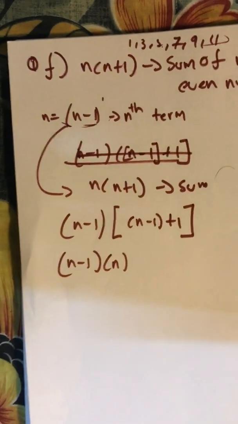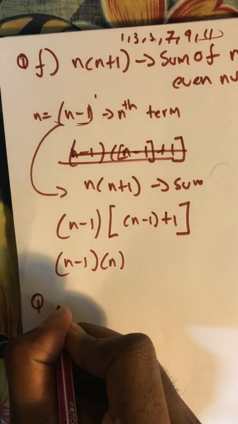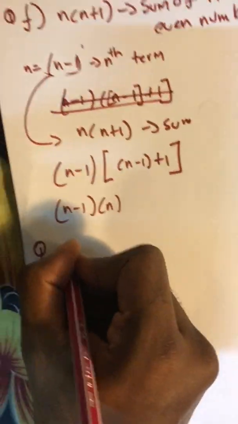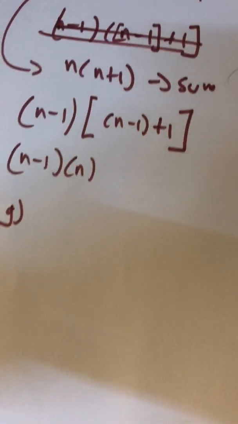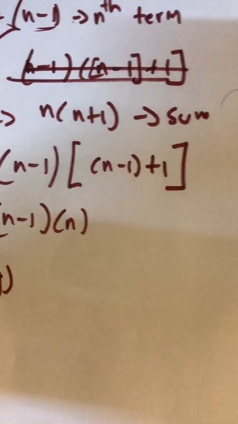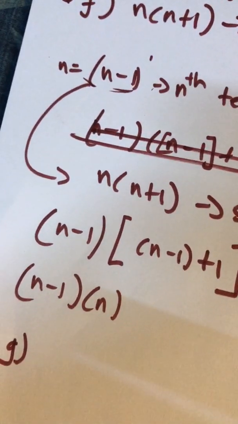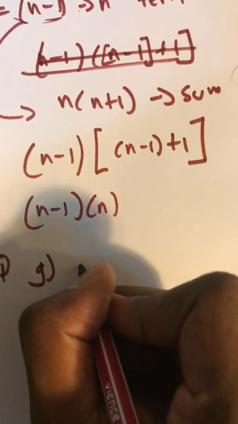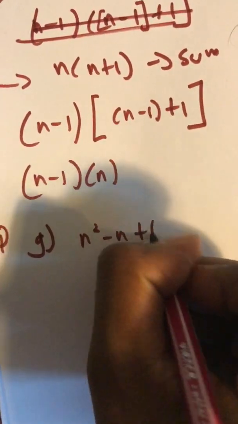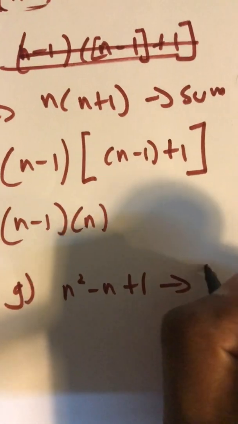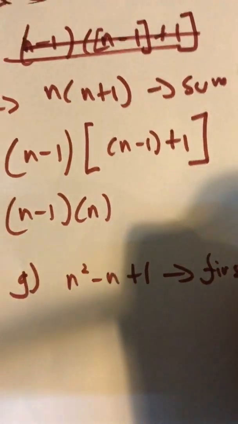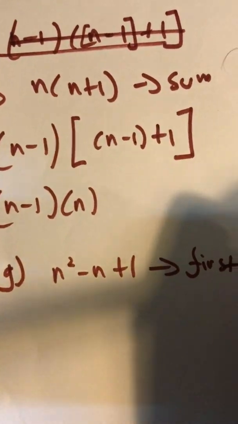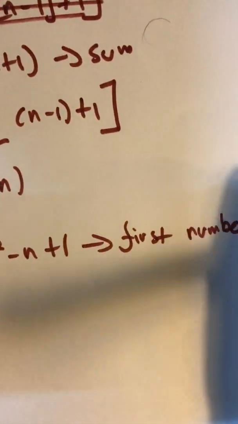Okay, so now the last one. The next question is what? A, B, C, D, E, F, G. Okay, question G. For question G, they ask you to use your parts D, E, and F. I don't know what they're asking yet, but I'll just write part D first. If you notice part D, you've got the formula n square minus n plus 1. You can refer to your question, and they say this is the first number of the row.